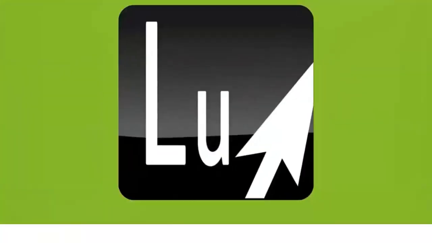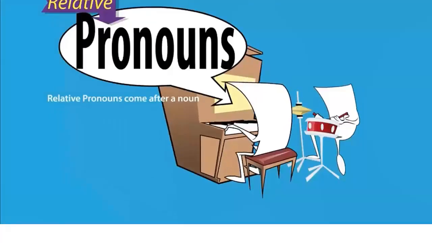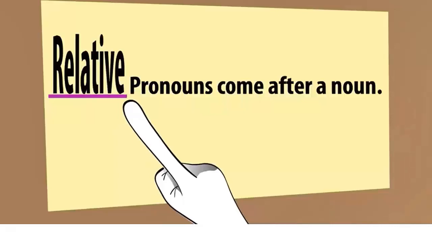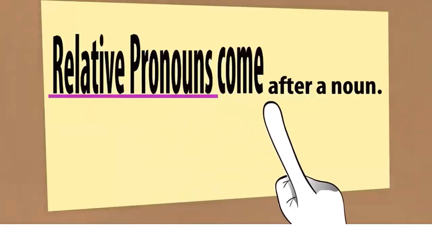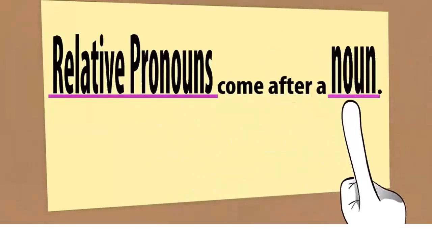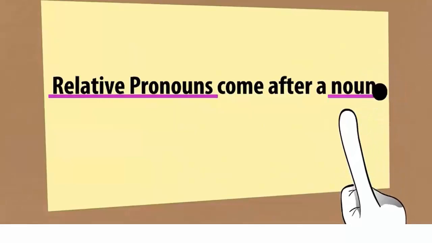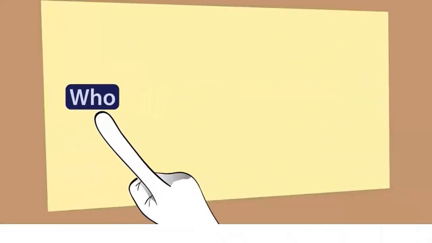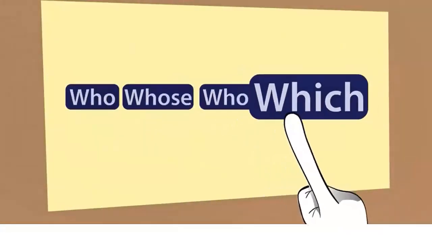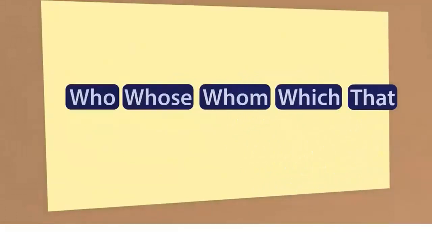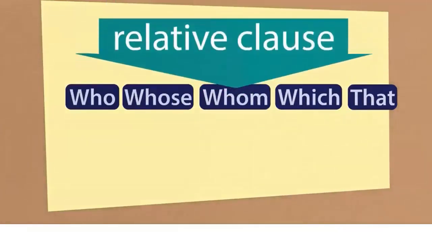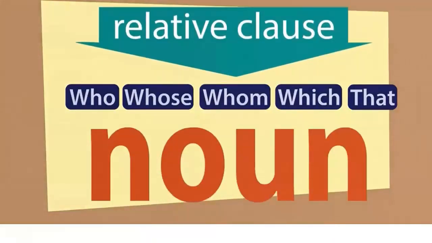Learning upgrade. Here we go again. Relative pronouns come after a noun. Who, whose, whom, which, that. They introduce a relative clause that tells you about the noun.